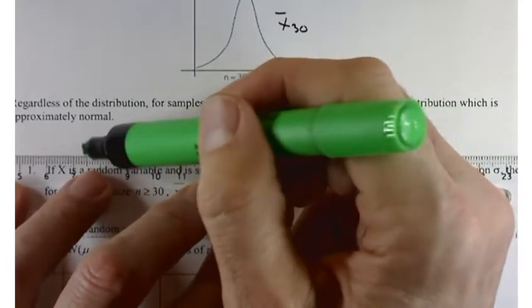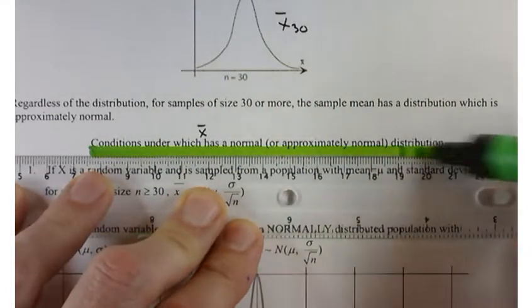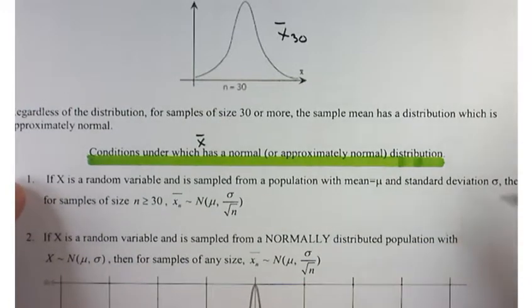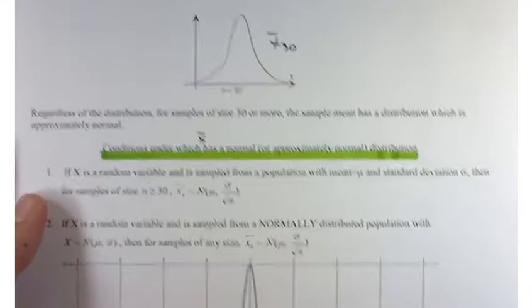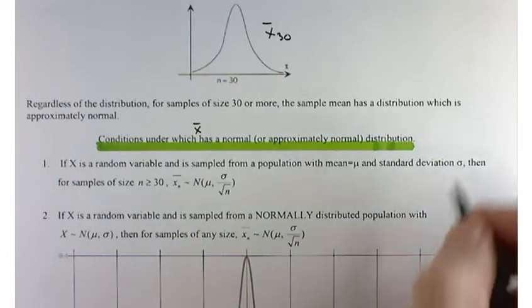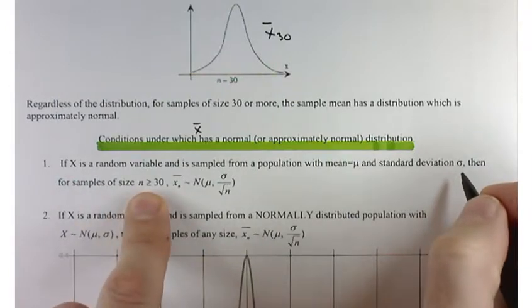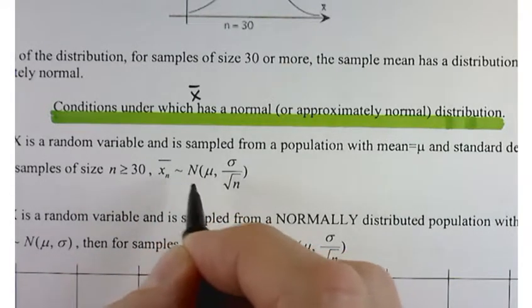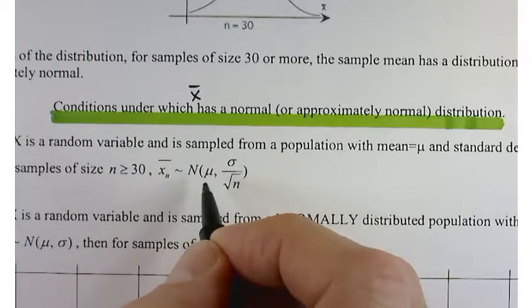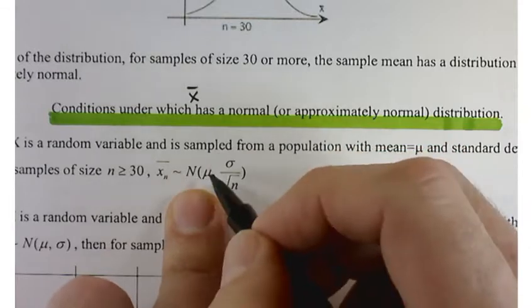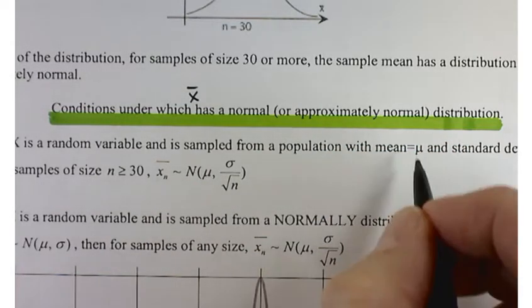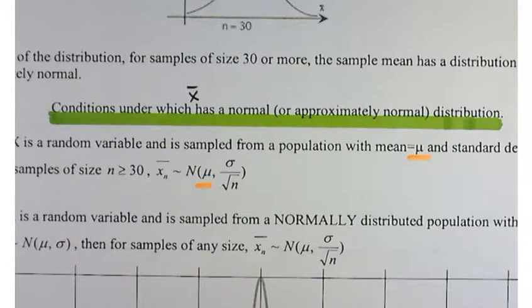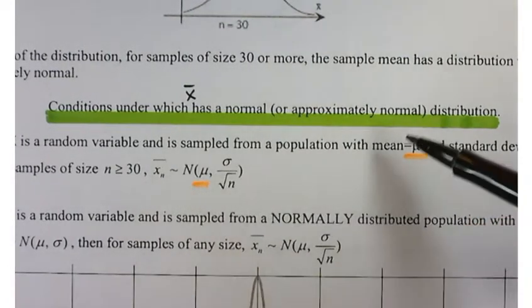So let's go through these things. The first one is the one that I just talked about. So let's suppose x is a random variable and a sample from a population with a mean of mu and a standard deviation equal to sigma. For samples of size 30 or more, then the sample mean for whatever sample size is going to have an approximately normal distribution. The mean of that distribution is going to be the same as the mean of your original population. Original population had a mean of mu, so the mean of our normal distribution here is going to have that same mean.